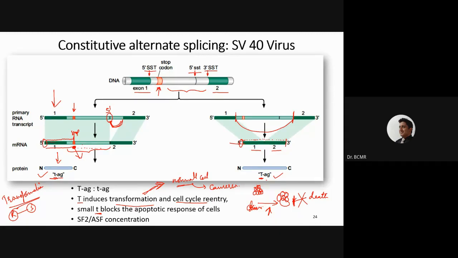And whether capital T or small t is produced is also dependent on SF2 and ASF concentrations and so on.